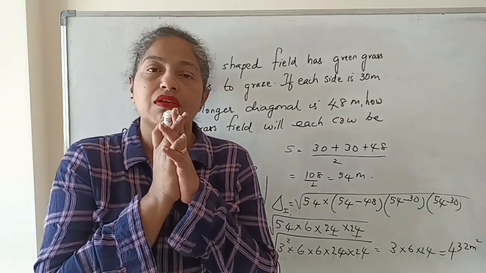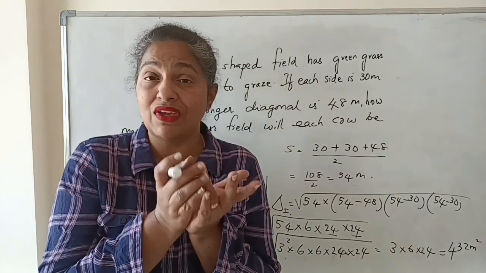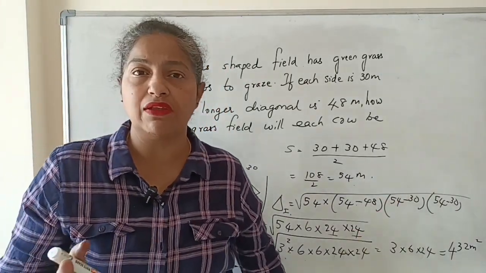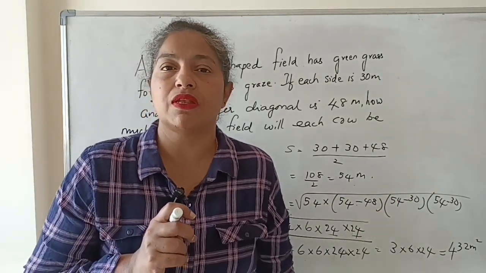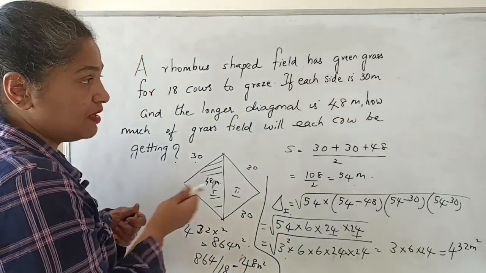Now in the question, suppose there is no mention of Heron's formula. There is another formula that you can easily apply in order to find out the area without resorting to so much of calculations, which is by using Pythagoras theorem. Okay, so how do you apply Pythagoras theorem in this particular sum?